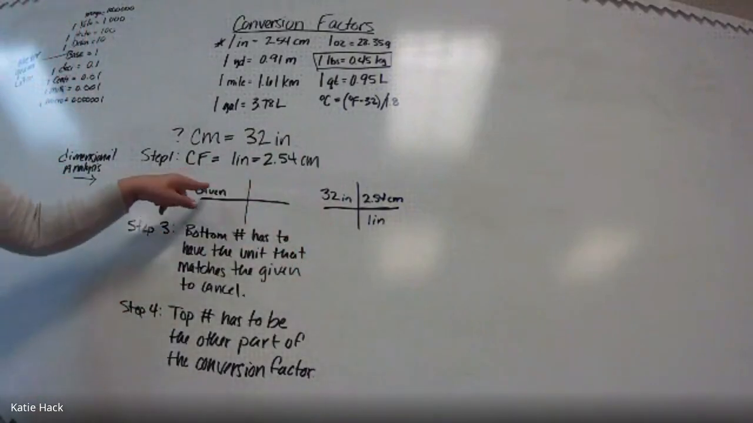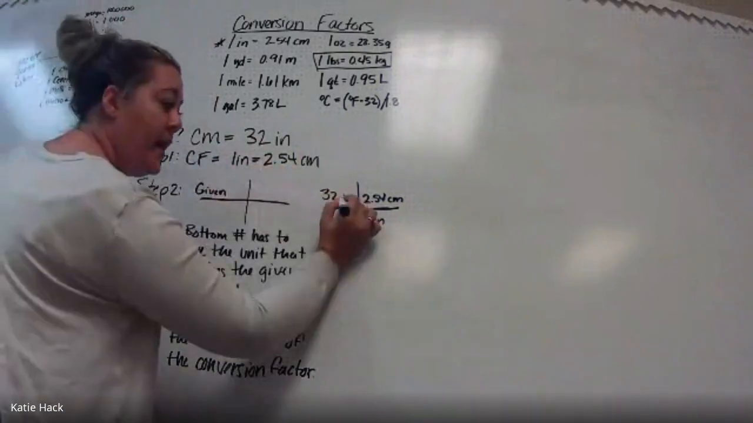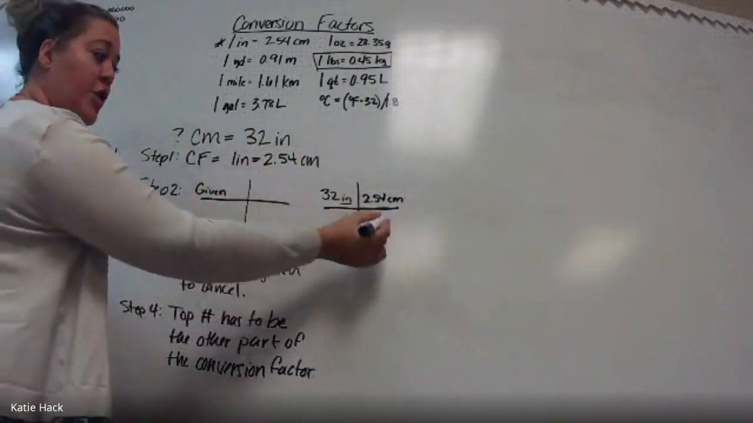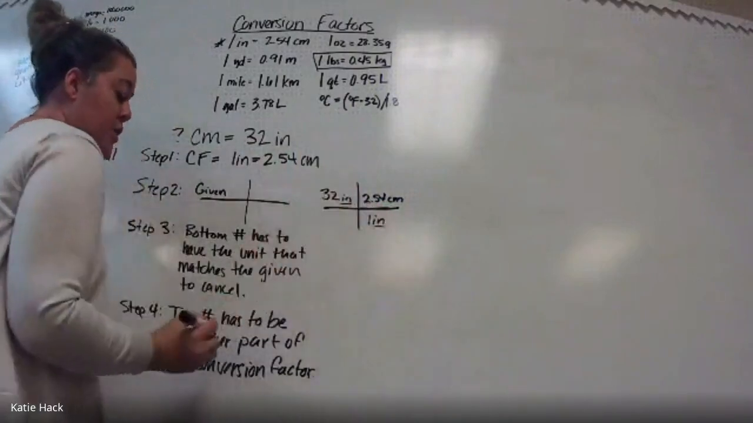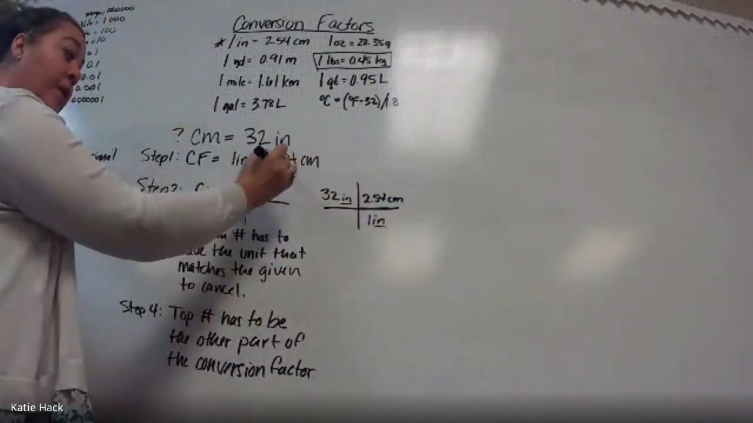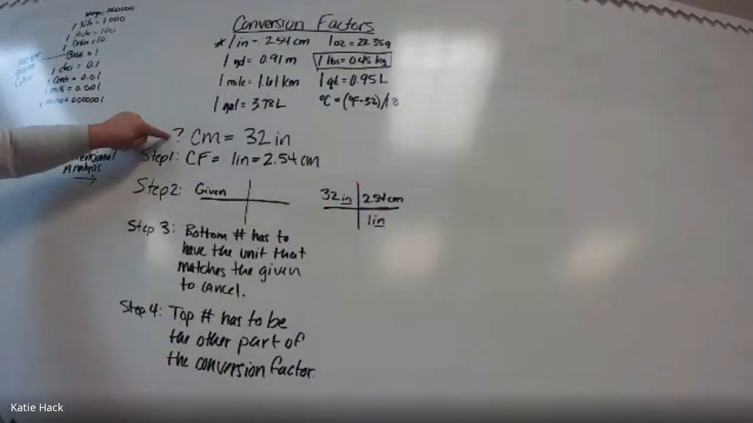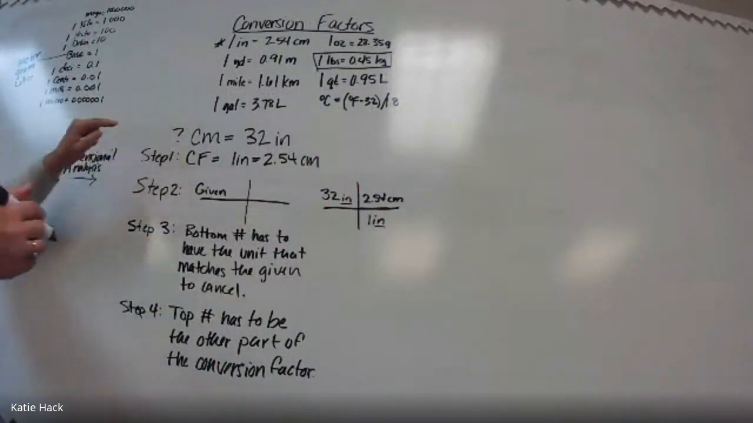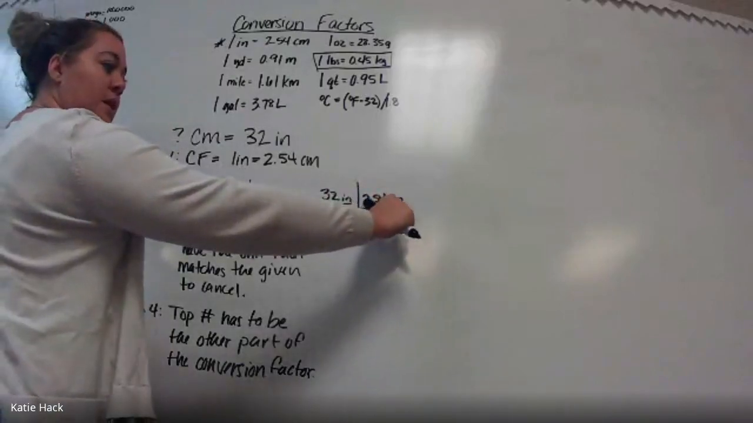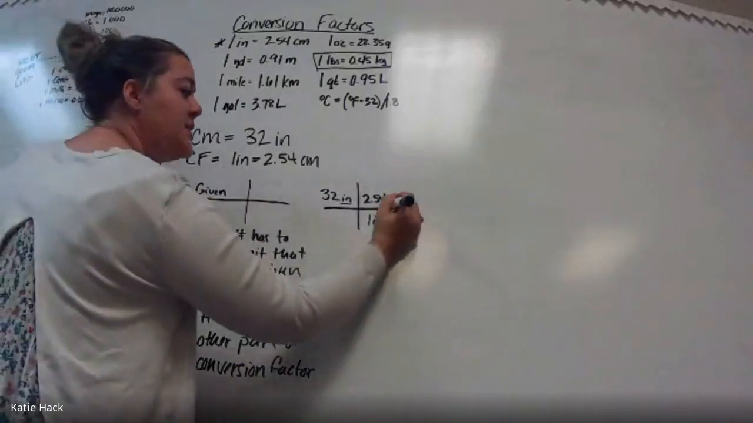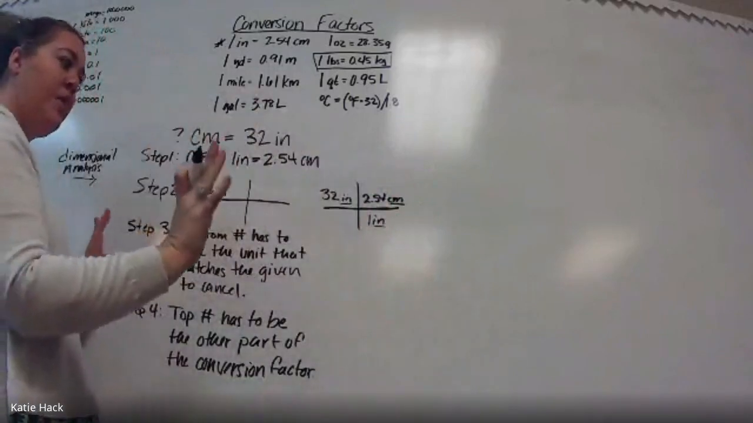Okay, so the bottom number matches the given. See how these match? 1 inch, inches match. The top number has to be the other part of your conversion factor, which is centimeters. And what are we looking for? We're looking for centimeters, correct? Do we have centimeters here? Yes. Okay, so since centimeters is here, we can stop there.